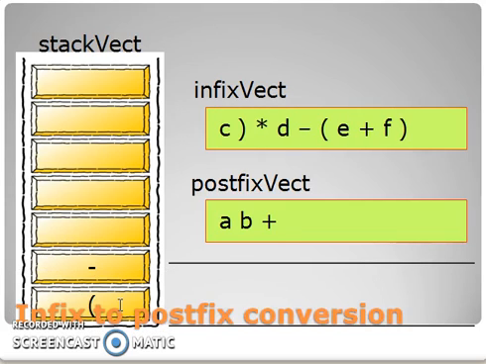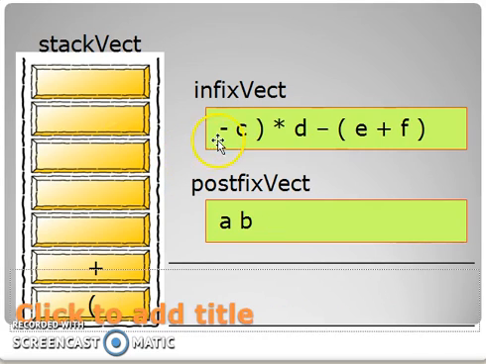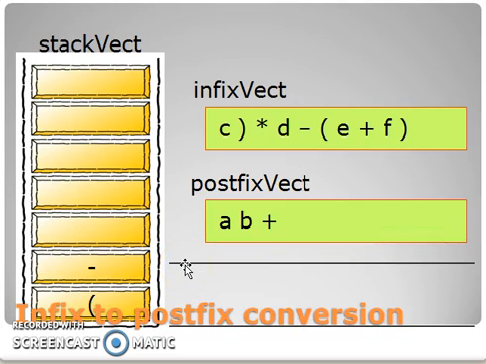Next we read the operator minus, so we are going to insert it into the stack. While inserting, we need to check the precedence, whether it is higher or lower. Plus and minus have equal precedence. So before inserting minus, we need to pop out the plus, and then insert the minus into the stack. That is what happened here. Next we insert c into the postfix vector because it is an operand.